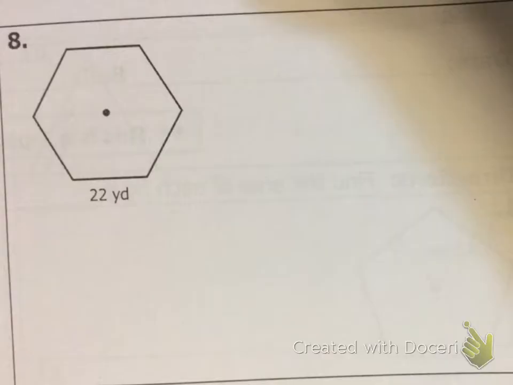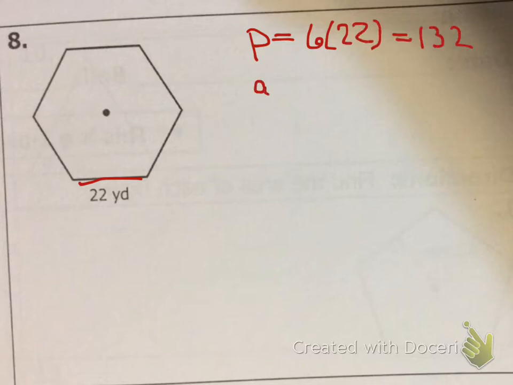Okay, so here's another hexagon. But this time, they give you a side. So I can easily find the perimeter by saying 6 times 22 and get 132. What I'm missing is the apothem. So how do I find that? Well, keep in mind if this is 22, and I make my little triangle, cut it in half, now this is 11, and I still need this bit.